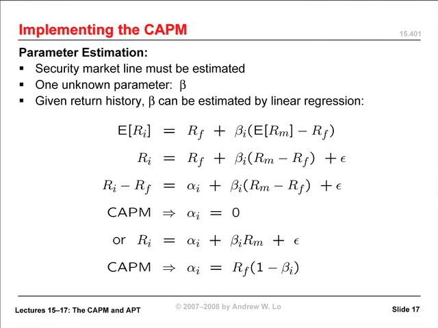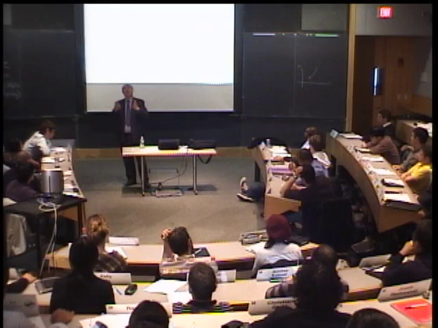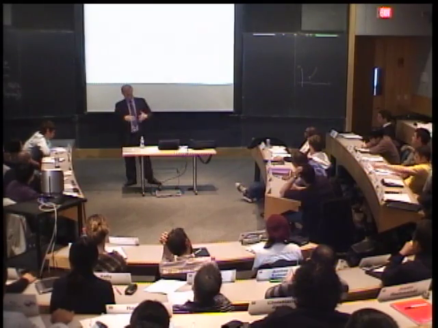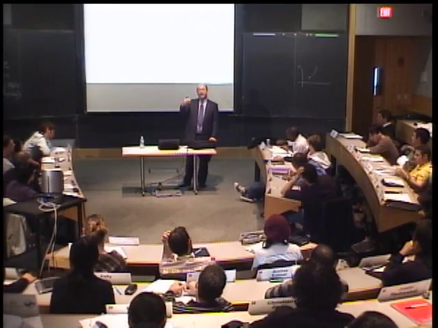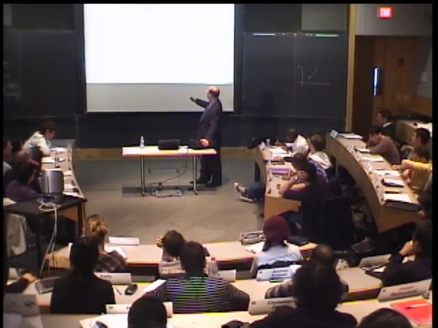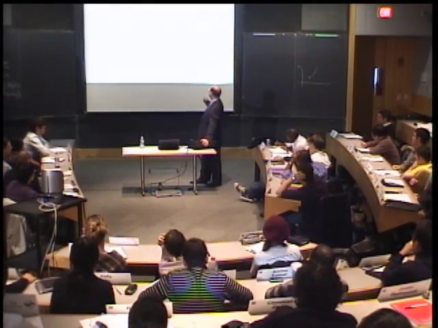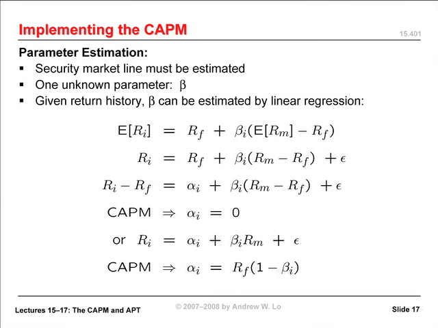The regression equation is the return, the actual realized return on security i is given by the risk-free rate plus beta times the realized return on the market minus the risk-free rate plus epsilon. Epsilon is the error term, the disturbance, the residual that is giving you the fluctuations around the expected value. So when we remove the expected values from this equation, we have to stick in this epsilon term that sort of bounces around, right?